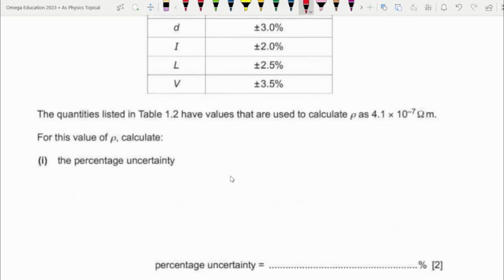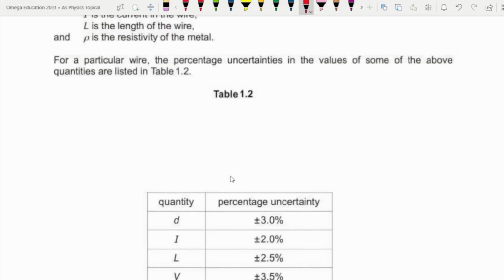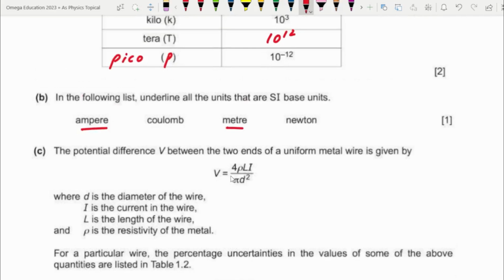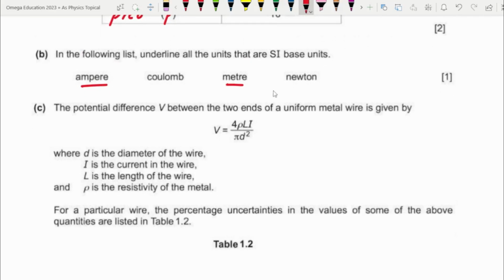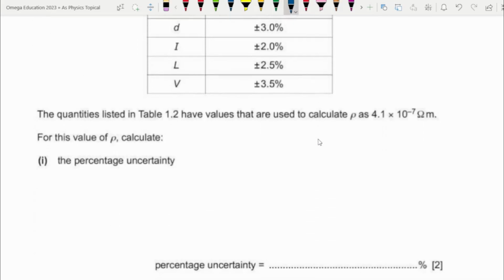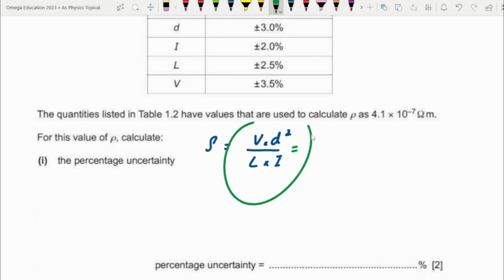We need to find the percentage uncertainty in rho. Rho, which is the resistivity. Okay, so first of all we need to write down the formula. So rho equals to V D square over L I. So rho equals V D square divided by L times I. Okay, so what we need to find is the percentage uncertainty in rho. So the percentage uncertainty would be the sum of all the percentage uncertainties of the quantities in the formula. So how much do we have for V?